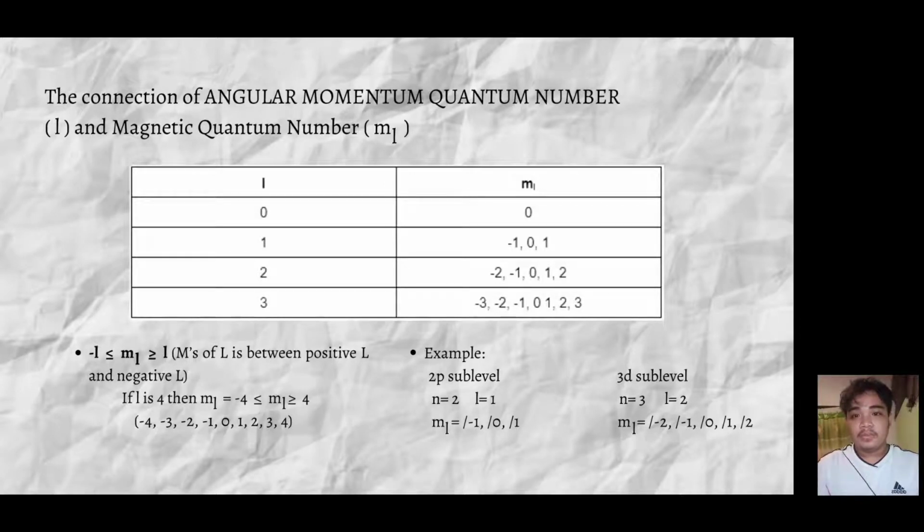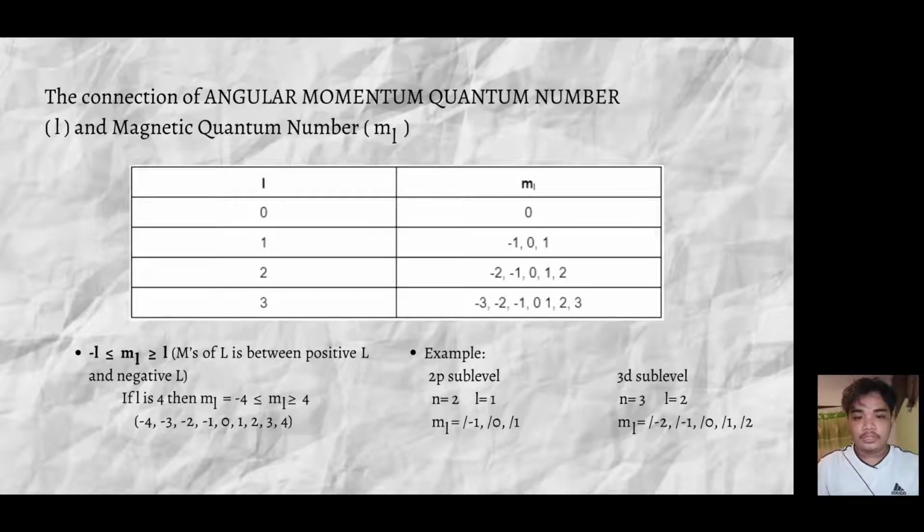So, m sub l are numbers between positive l and negative l. So here is another example. If l is 4, then m sub l are numbers between negative 4 and positive 4, which are negative 4, negative 3, negative 2, negative 1, 0, 1, 2, 3, and 4.